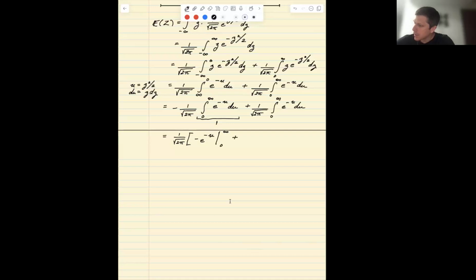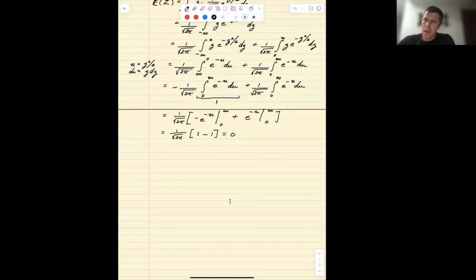And then same thing here. It's going to be e to the minus u. Infinity to 0 is going to be minus 1. So it's 1 over the square root of 2 pi, 1 minus 1, which is of course 0. Okay, so the expectation is what we expect it to be, 0. But we had to be a little careful.